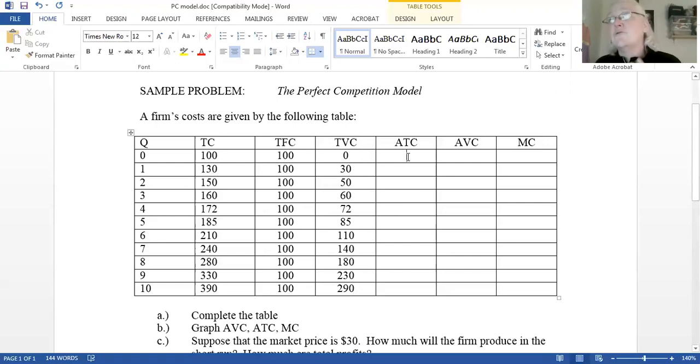Now, average total cost, I'm just going to take the total cost and divide by the quantity. And since you can't divide by 0 in any of these averages or in the marginal, I'm going to do dashes there. But the first one, I'm just taking my total cost and dividing by my quantity. 130 divided by 1 is 130. 150 divided by 2, 75. 160 divided by 3 is 50.3.